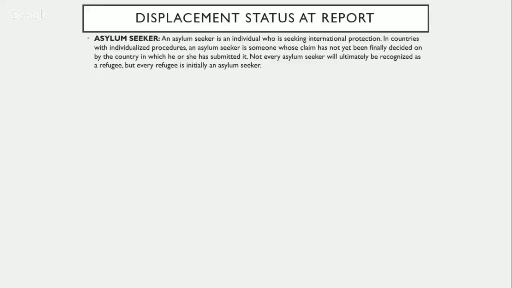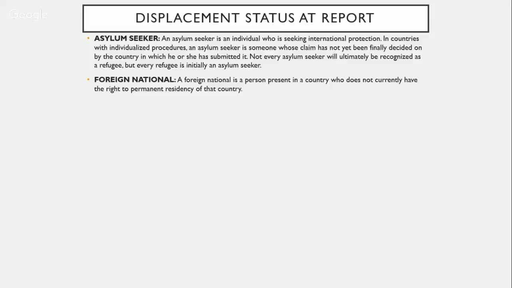First, asylum seeker. An asylum seeker is an individual who is seeking international protection. In countries with individualized procedures, an asylum seeker is someone whose claim has not yet been finally decided on by the country in which he or she has submitted it. Not every asylum seeker will ultimately be recognized as a refugee, but every refugee is initially an asylum seeker. Or a non-national. This is a person present in a country who does not currently have the right to permanent residency of that country.